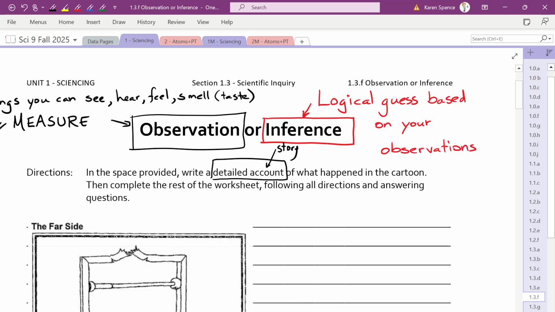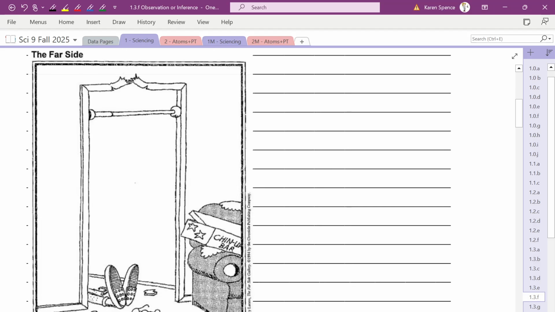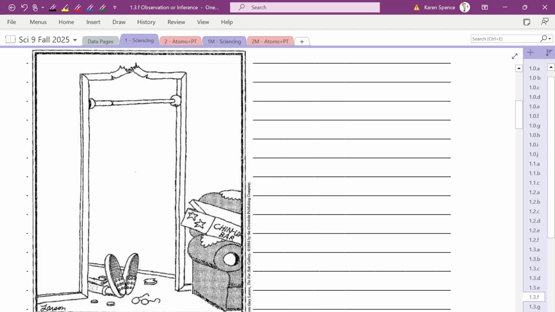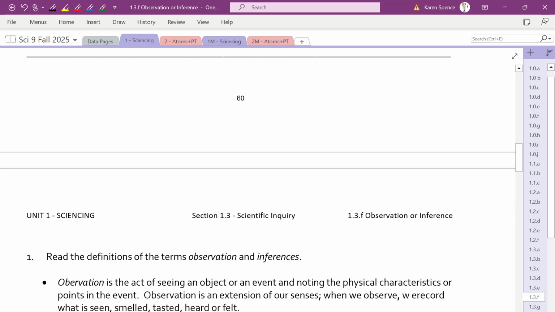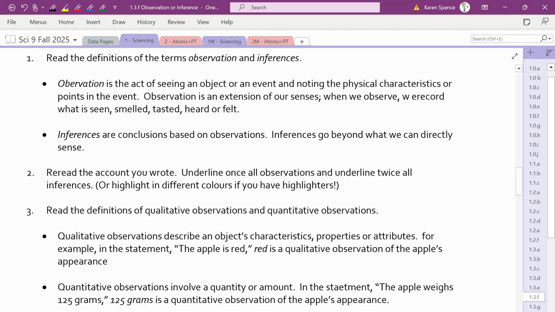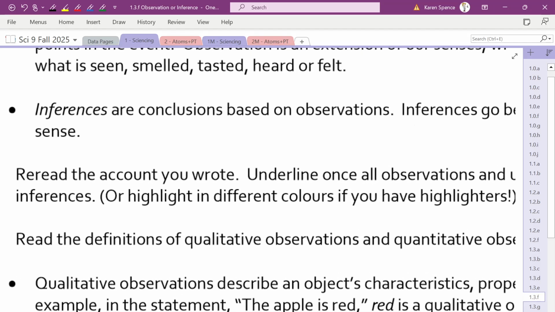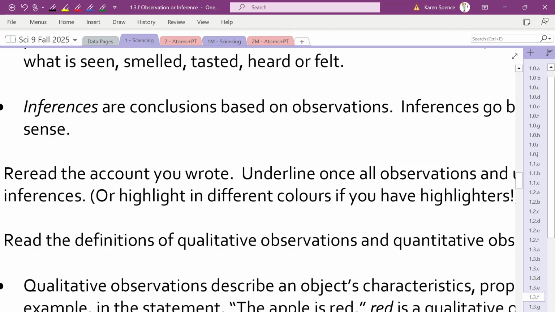So once you have finished writing your story, you can be creative. You can tell me any story you want about this. All right. Once you are finished with that, you are going to reread the account that you wrote, and you can use different colored highlighters, or you can use different colored pencil crayons. There they are.